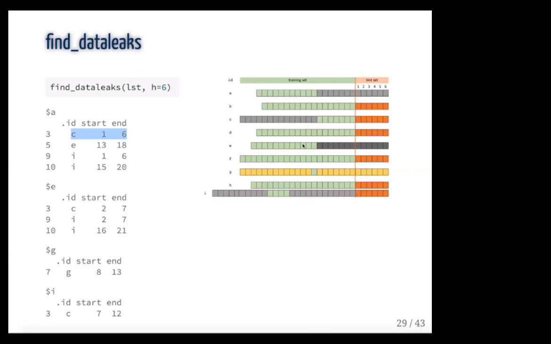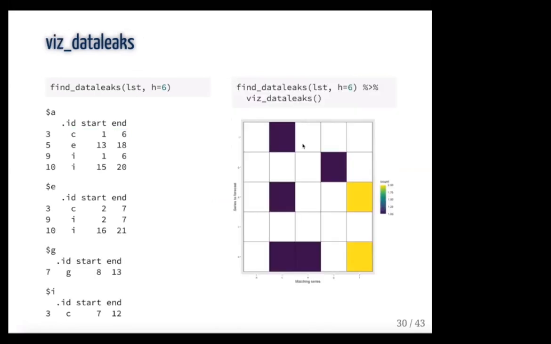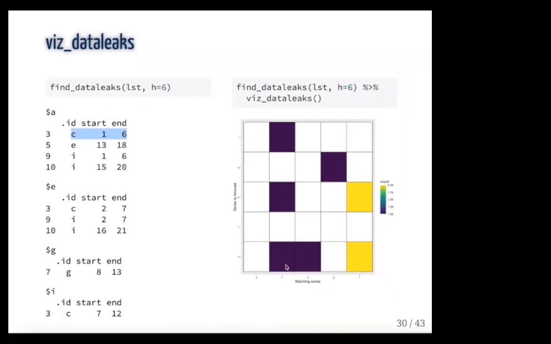The next function is with data leaks. This is to visualize the results of find data leaks using a tile map like this. Here, the last part of the training set of series A perfectly correlates with a single subsection of series C. Here the color is yellow, count is 2. This says the last part of the training set of series A perfectly correlates with 2 subsections of series I. That's one here and one here.